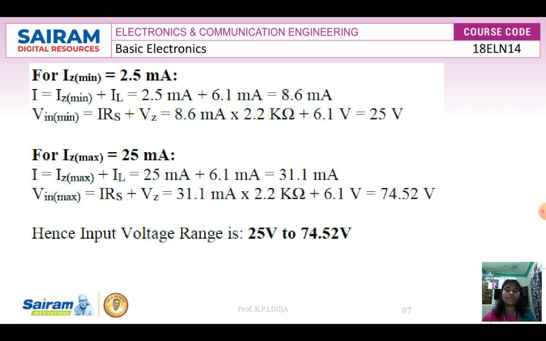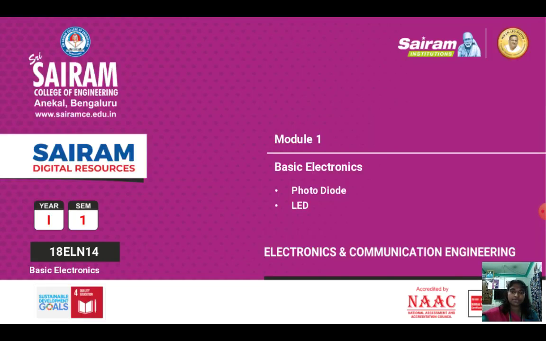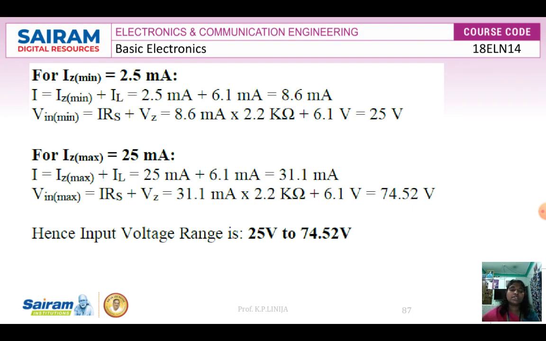In the same way, we calculate for the case where Iz is at maximum, that is equal to 25 milliamps. Now, for Iz at minimum, we got Vin equal to 25 volt, and for Iz at maximum, we got Vin equal to 74.52 volt. So the input voltage range is 25 volt to 74.52 volt. This is the way that we can calculate the input voltage ranges using the respective formulas. Thank you all.